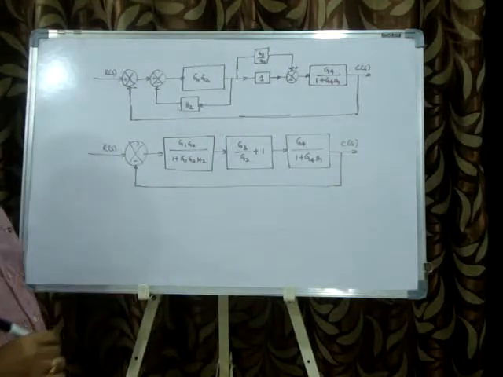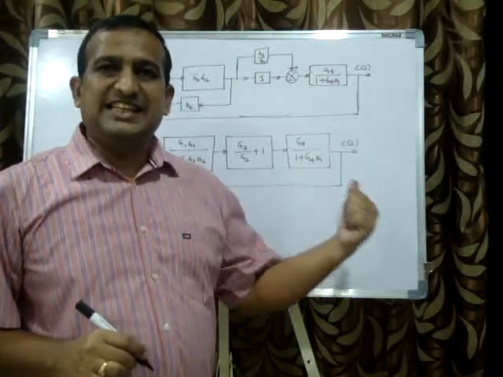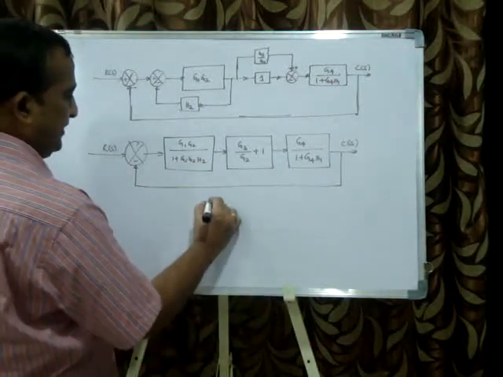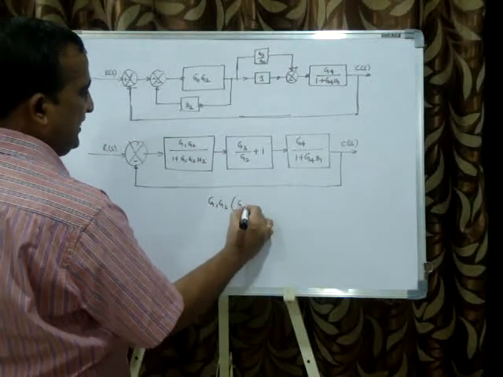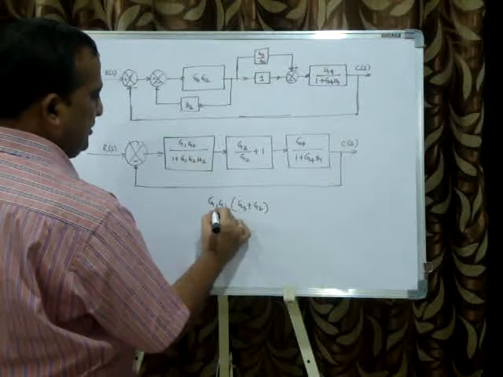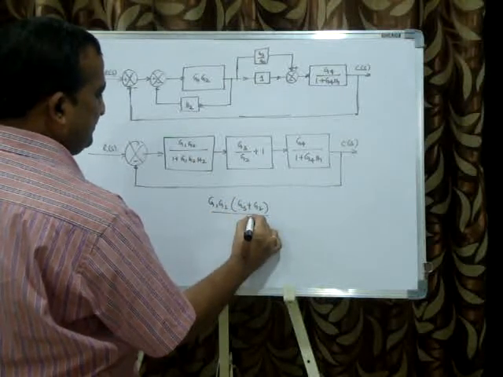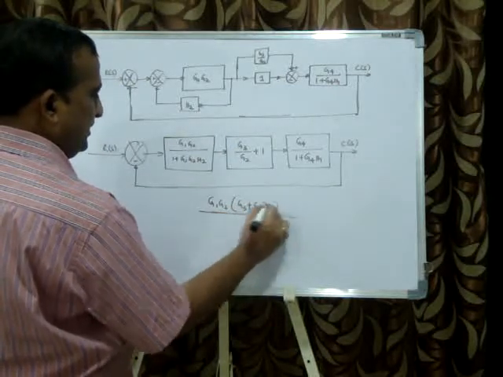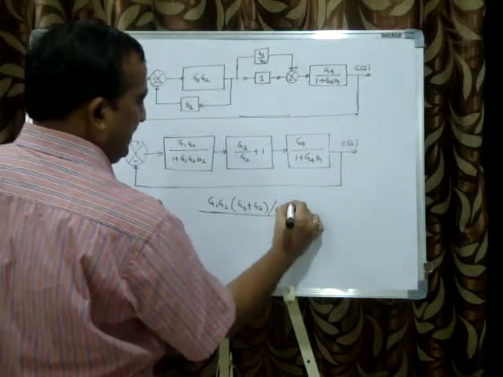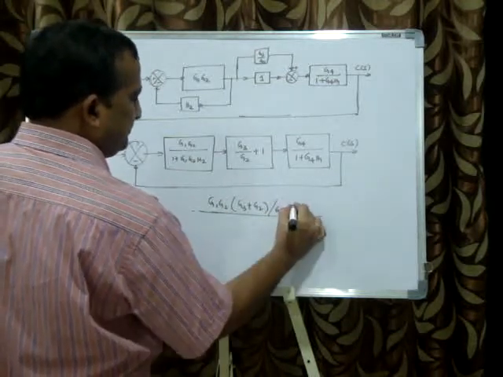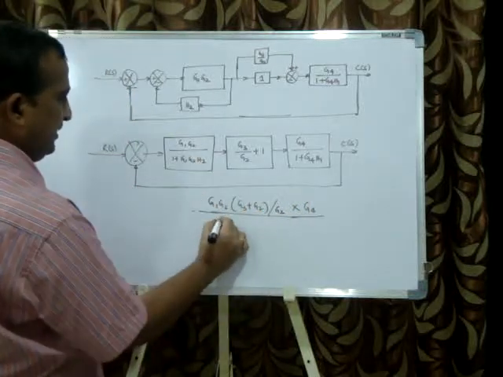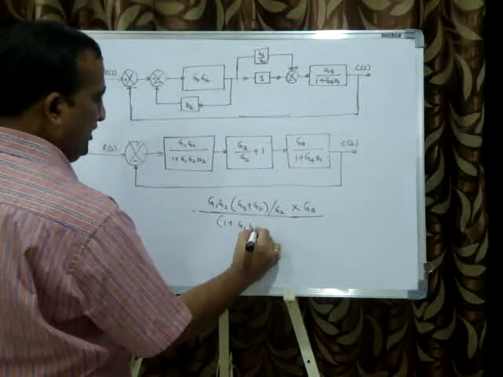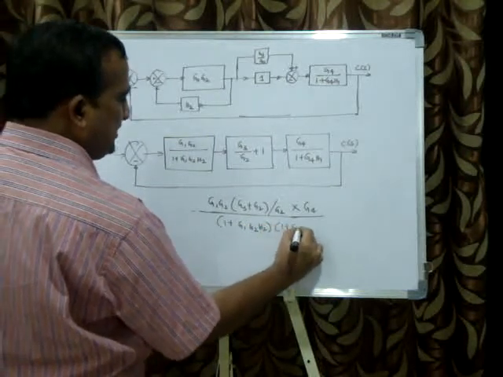Okay. Now these three blocks are what? In series. So I can multiply. These three blocks are in series. Now G1 G2 G3 plus G2 divided by G2. Okay. And here G2, and one more is G4 divided by 1 plus G1 G2 H2 into bracket 1 plus G4 H1.